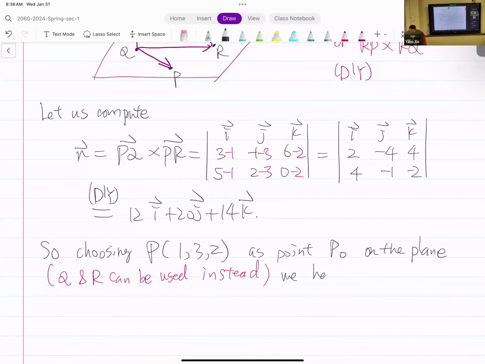Okay. Then we have the following equation. So the components of n just go at the front as A, B, C, right? And then we just put in the x0, y0, z0 coordinates in the equation. It's going to be 12 times (x minus 1) plus, now 20 is b, right? 20 times (y minus the y entry of this point, which is 3). Finally, 14 times (z minus z0, where the z entry of the point P is 2). And then we're done. Sounds good? Any questions?